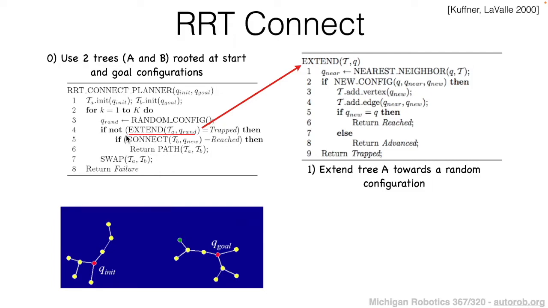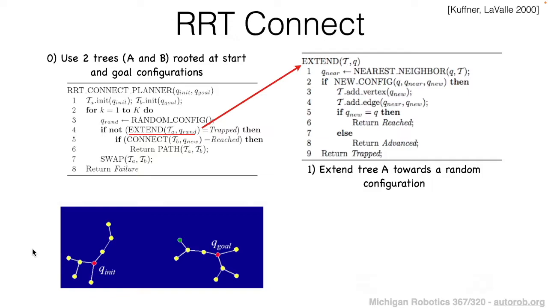So in this case, the extension was successful, so it returned reached, which was not equal to trap. So in this case, we're then going to try and connect tree T sub B to this new configuration Q new, which was just added. So at this portion of the search, the connect is going to be considering tree T sub B to be this second tree in our illustration.